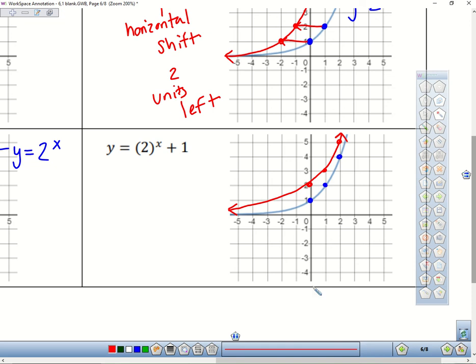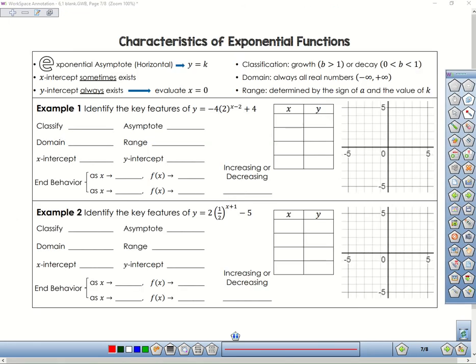Alright, so we are going to try the next portion. There are some important characteristics of exponential functions we need to talk about before we classify them, graph them, and all of that. So your horizontal asymptote is always in the form y equals k. It's always a horizontal line equal to whatever your k value is. You sometimes have an x-intercept. Depends on the graph. Some of them do, some of them do not.